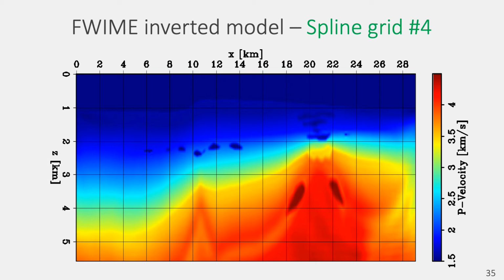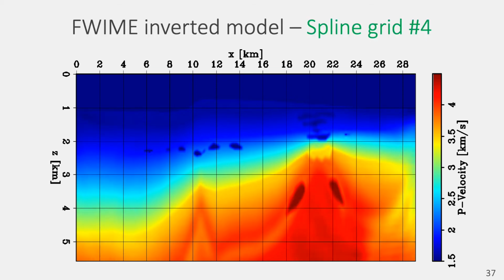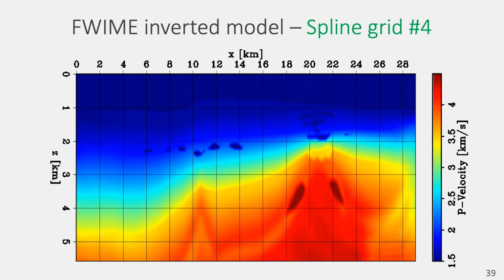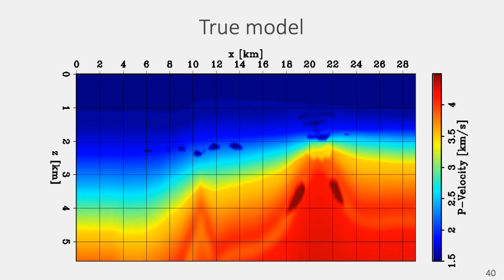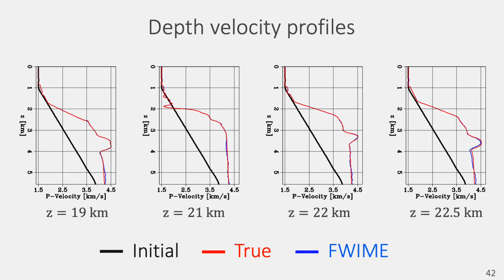I will now flip between this panel and the true velocity model in order to assess the quality of our result. And as you can see, all the low and high wave number features from the true model have been accurately recovered. This can also be observed by examining the same 4 velocity profiles that we showed at the beginning of the FWIME inversion process. The blue curve shows the inverted model and matches the true model almost perfectly.